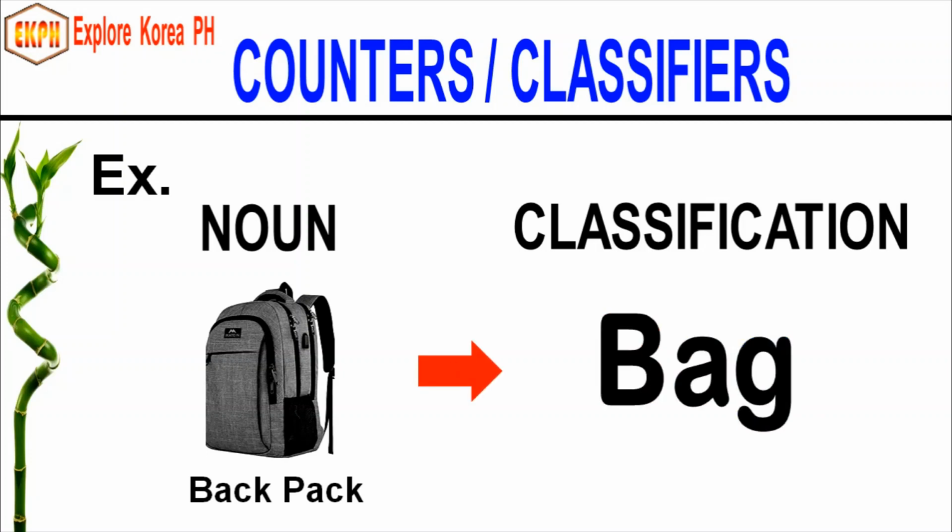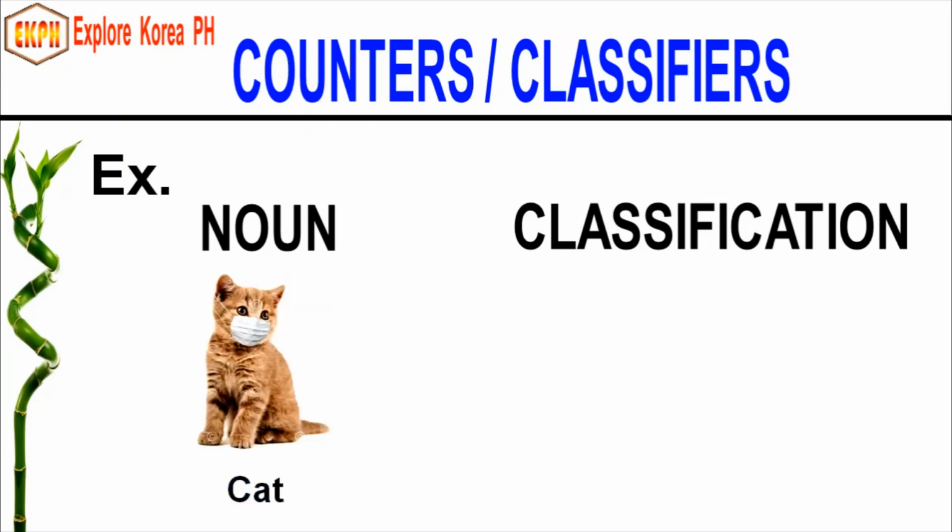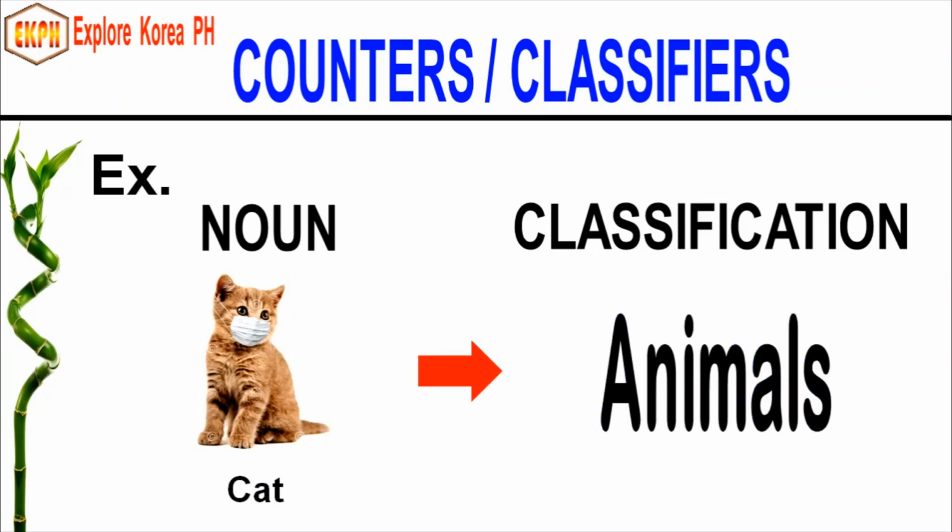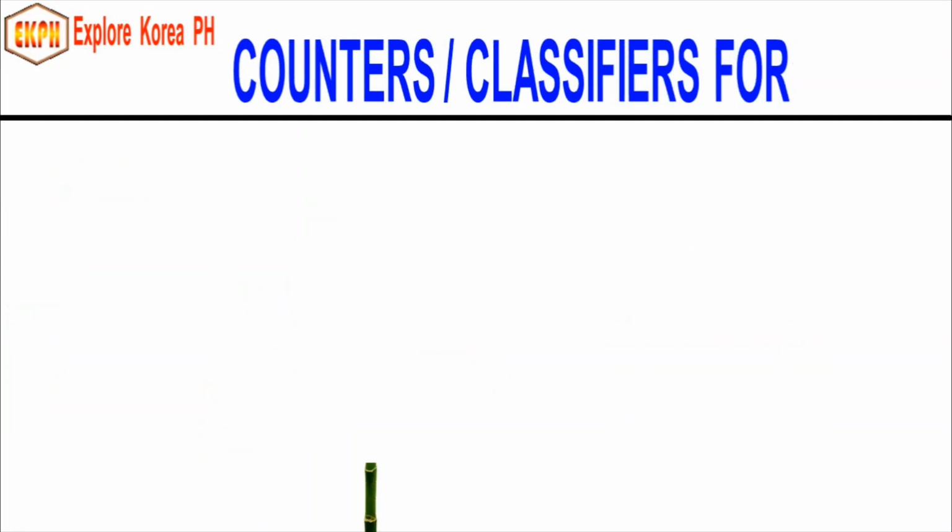Bag. Okay? So, noun is backpack. Okay? Ang classification niya or bag. It's the same with the luggage. Ang classification is bag. Okay? Cat belongs to animals or the classification is animals. Okay? For example, banana. So, the classification of banana is plant. Okay?